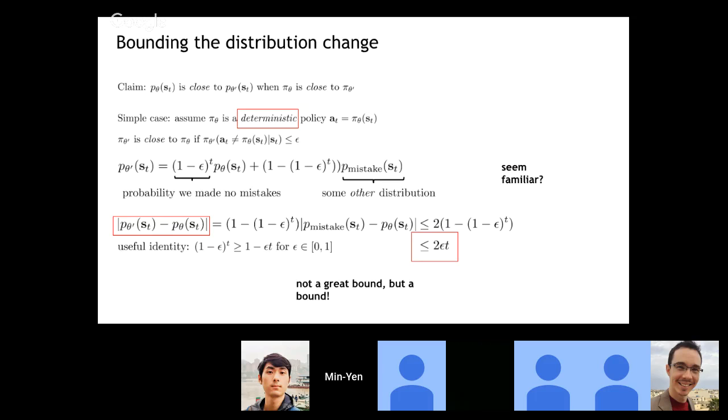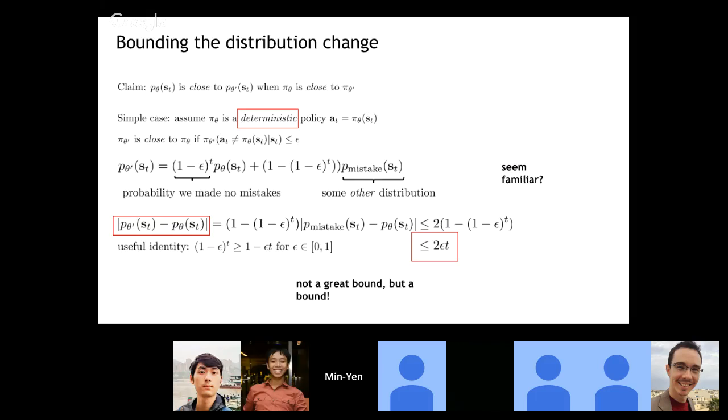Hi, so my part is basically about proving the claim that the probability distribution is close when the two policies are close. Basically, when can you use theta instead of theta prime to calculate theta? So it's about finding that bound or that constraint.